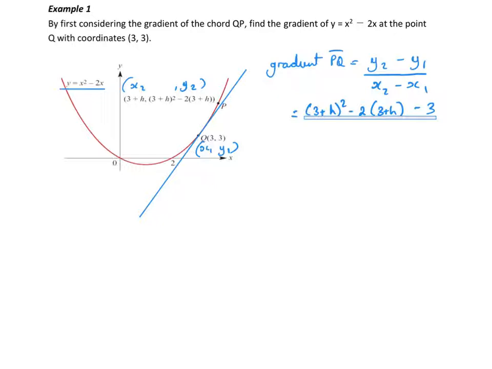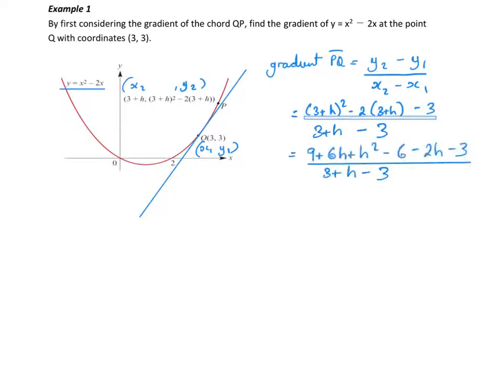That is all over, what's it all over? It is all over x2, which is 3 plus h, take away x1, which is 3. And let's tidy that up. So the first thing to do there is to expand out your brackets up the top. So we know that 3 plus h all squared is 9 plus 6h plus h squared. So we have to remember a few things from previous topics.